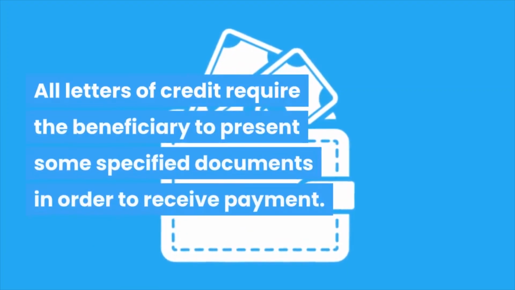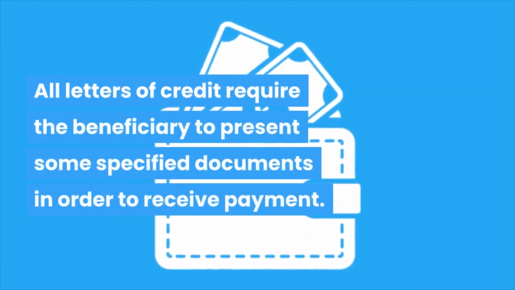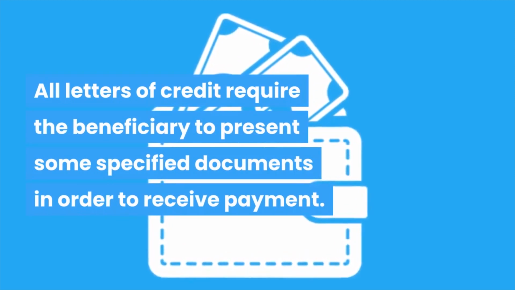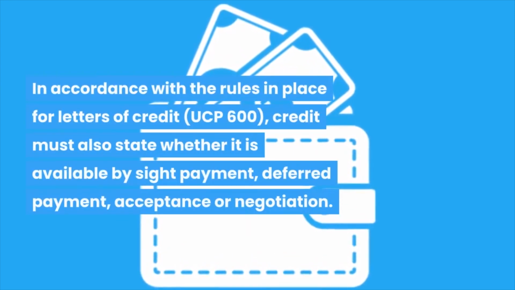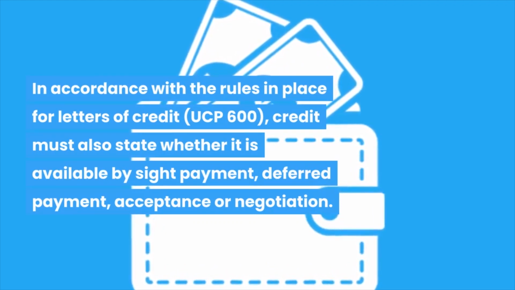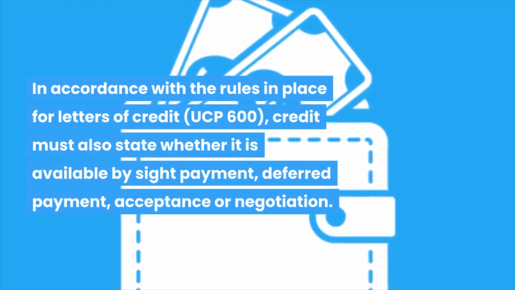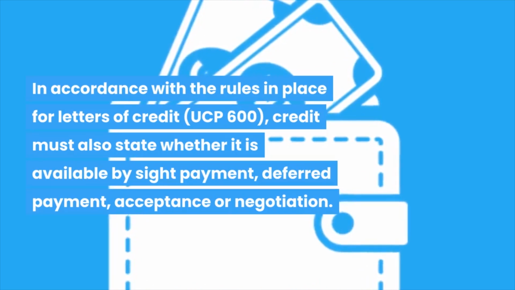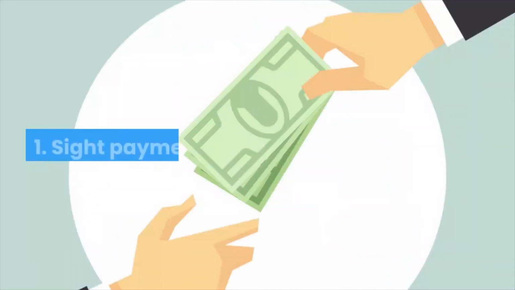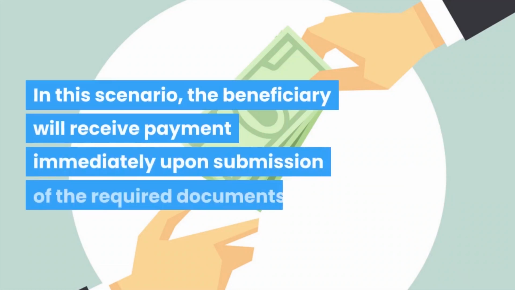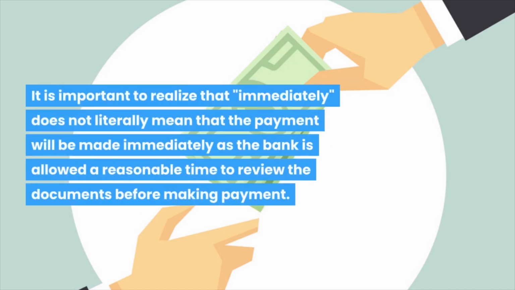D. Payment against LC. All letters of credit require the beneficiary to present some specified documents in order to receive payment. In accordance with the rules in place for letters of credit, UCP 600, a credit must also state whether it is available by sight payment, deferred payment, acceptance or negotiation. 1. Sight payment. In this scenario, the beneficiary will receive payment immediately upon submission of the required documents. It is important to realize that immediately does not literally mean that the payment will be made immediately, as the bank is allowed a reasonable time to review the documents before making payment.